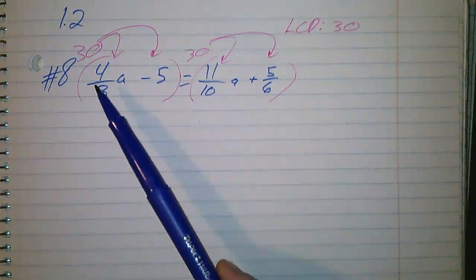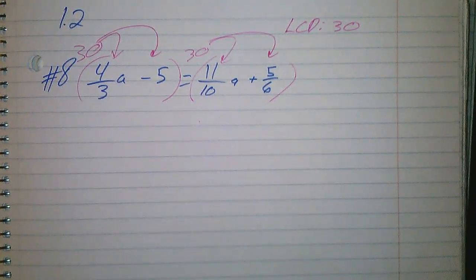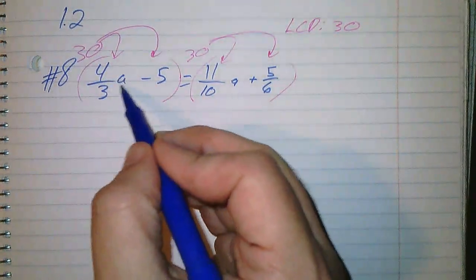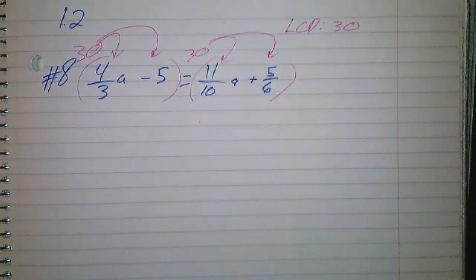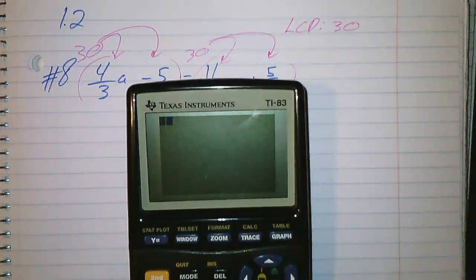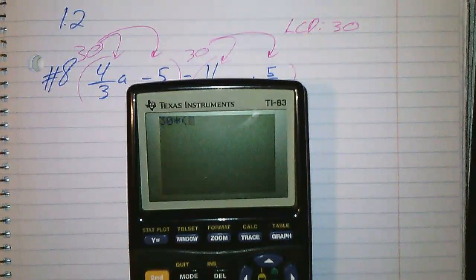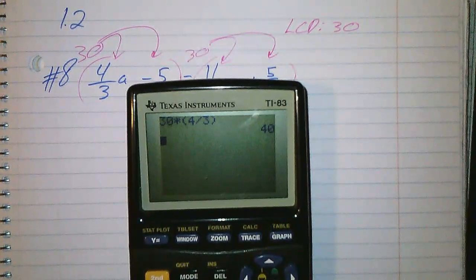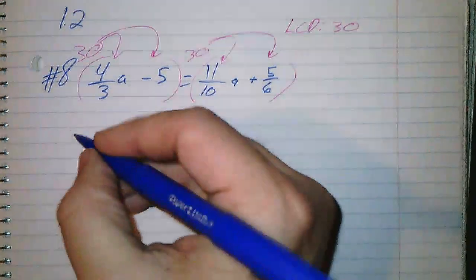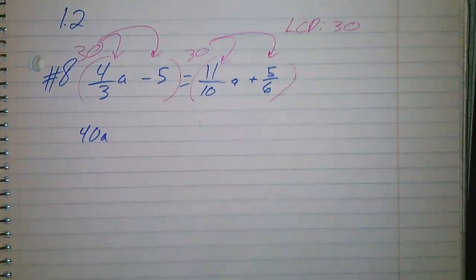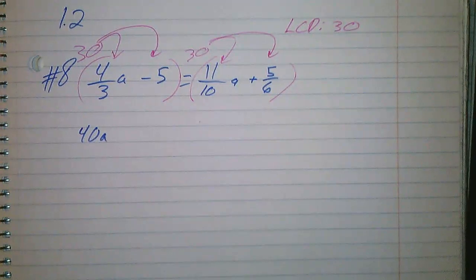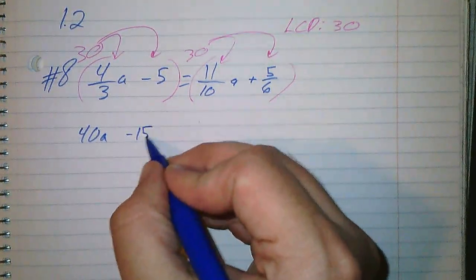There are a lot of ways we can do this. You can use the calculator. Just don't forget to attach the A. But we could do 30 times, on a TI-83, I put my fractions in parentheses, 4/3, and we'll get 40. So we get 40A. 30 times -5 is just -150.